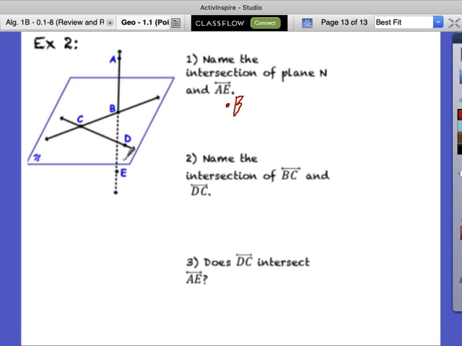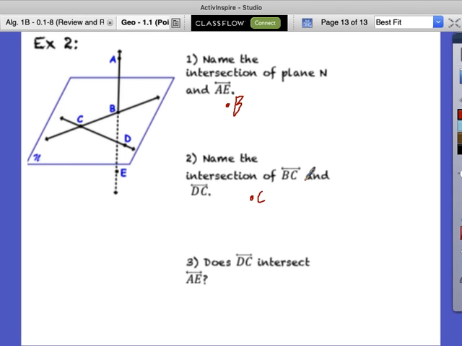Name the intersection of line BC and line DC. So where do line BC and line DC intersect here? Okay, point C. Intersection of point C there. That's the one point that those two lines share. And that actually is in the same name, right? They both have it in the name.